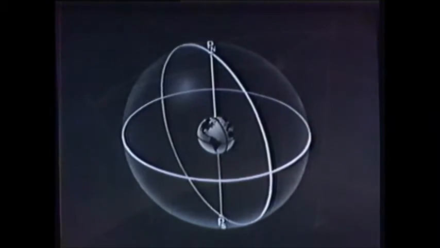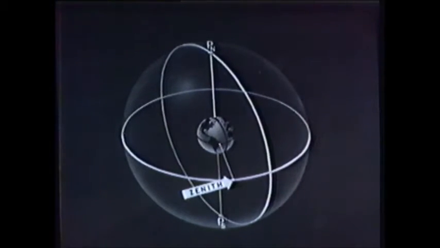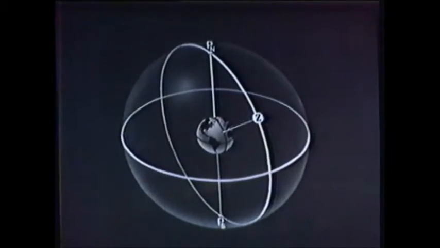We begin with the relationship of the observer to his zenith, which, you remember, is directly above him on the celestial sphere. Observe how this point follows him on the celestial sphere as he moves over the Earth's surface.